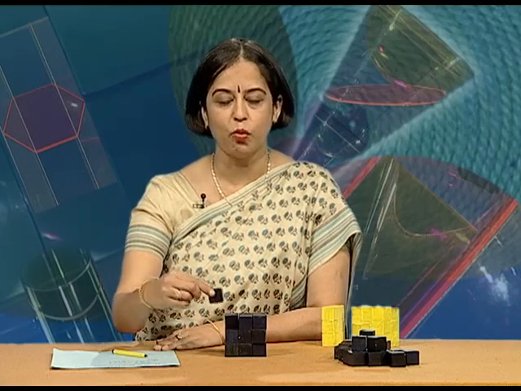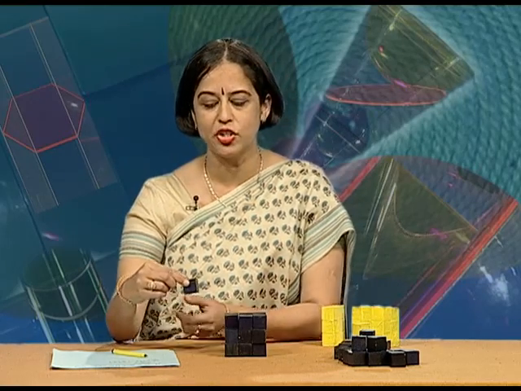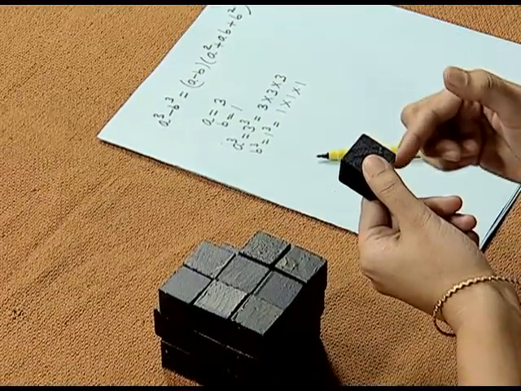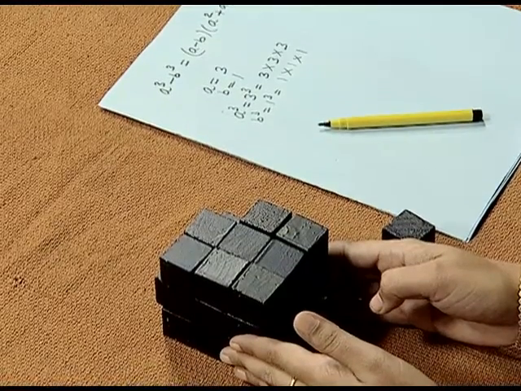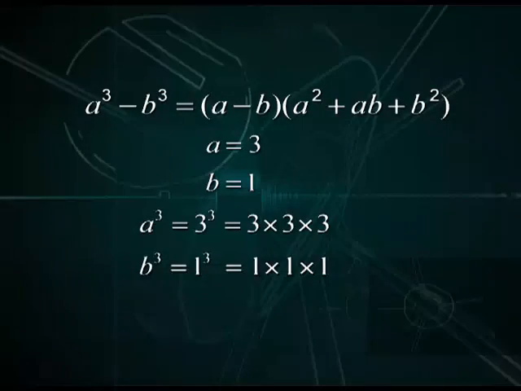Now, the left hand side of the identity is a cube minus b cube. For representing it, we will be taking off 1 unit cube of dimension 1 by 1 by 1. So, this shape which is left out is representing a cube minus b cube. Now, see the right hand side of the representation.